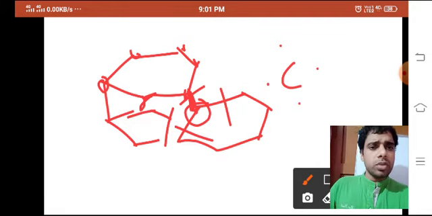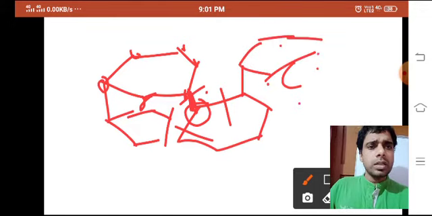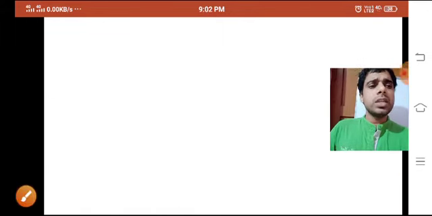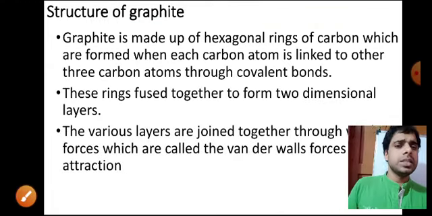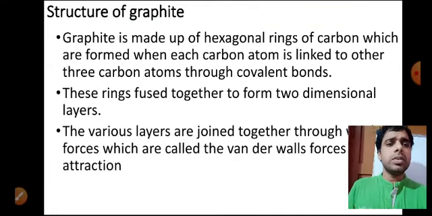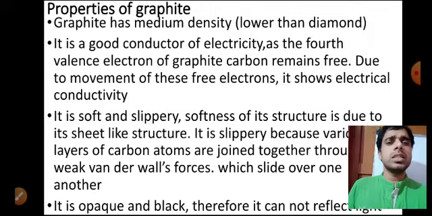So one electron will be free for every carbon. If I join from here, we will make the same structure. Then again this carbon would have three. So that is the reason for the conduction of electricity in this case. And you have seen this is the hexagonal structure it will form.